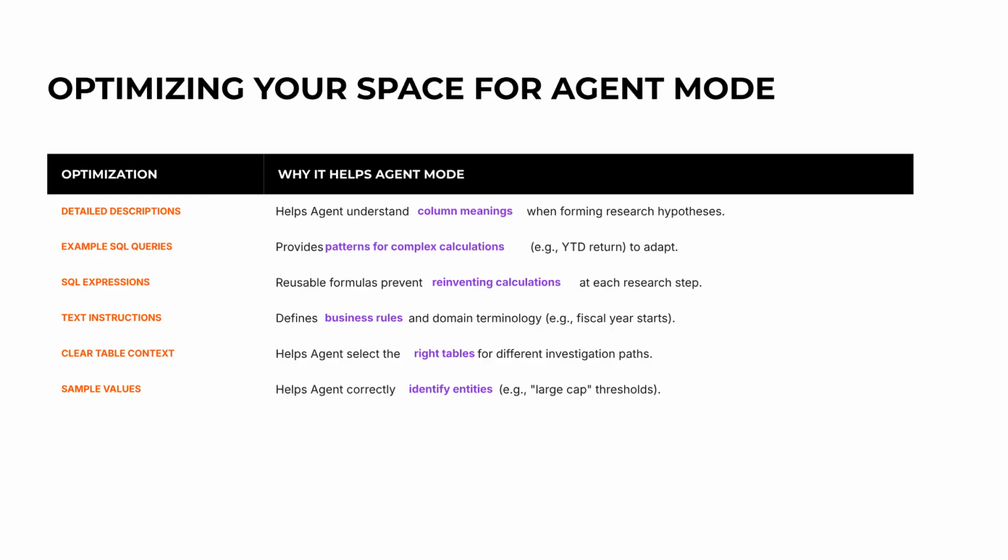Want Agent Mode to perform at its absolute best? Then you need to optimize your Genie space properly. Think of it as giving your research analyst the best briefing possible. Detailed column and table descriptions help it understand exactly what the data means. Example SQL queries and reusable SQL expressions give it proven patterns, so it doesn't have to reinvent the wheel. Clear business instructions and sample values help it correctly identify entities and follow your domain rules. The better your knowledge store, the smarter and more accurate your agent becomes. Pro tip: invest time here and you'll see massive returns.